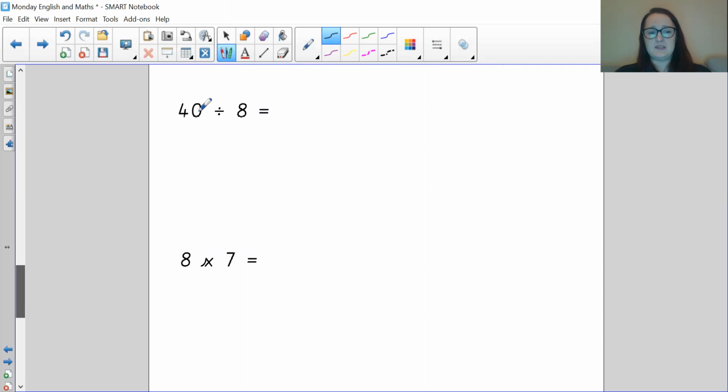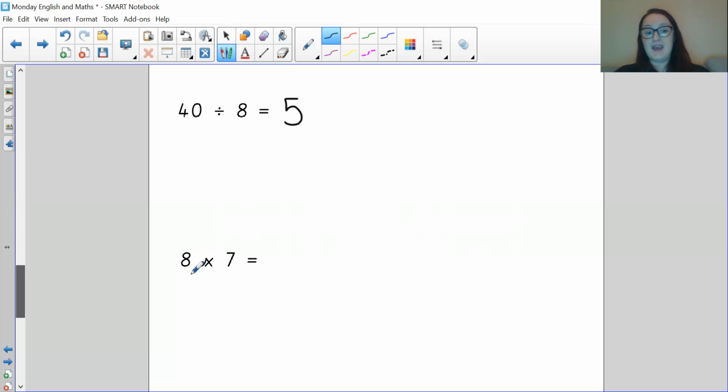So 40 divided by 8. So we need to see how many times 8 goes into 40. So we can use our fingers to help us. So 8, 16, 24, 32, 40. So 40 divided by 8 is 5.